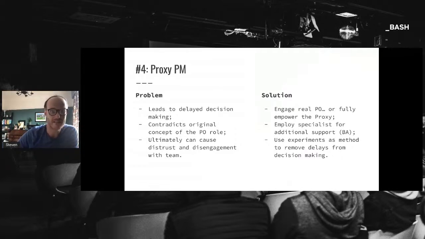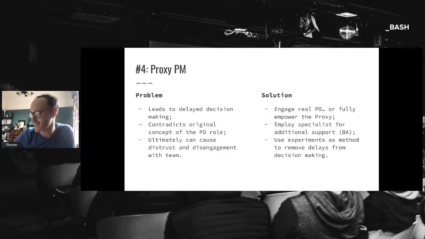Again, it leads to delayed decision making. That's very, very key in that we want to have these efficient, quick feedback loops. And if we don't have that, it just slows down the team and you become a bottleneck. Again, this can lead to distrust and disengagement from the team as well.